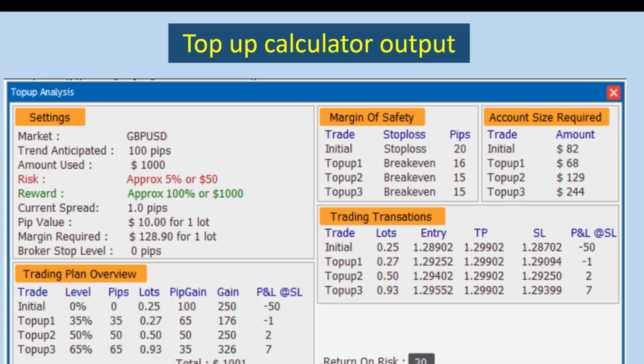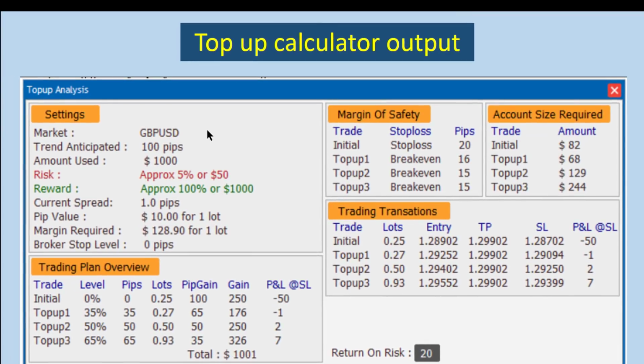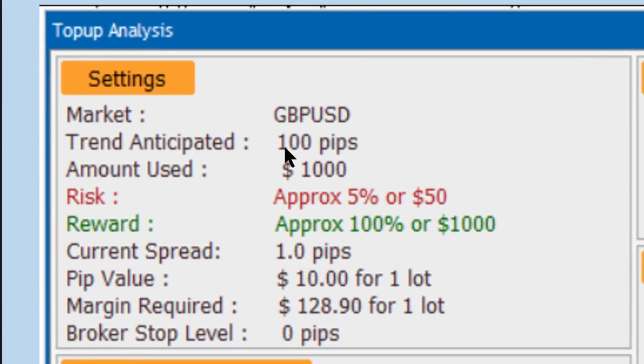And I'm going to go through those results because in order for you to give us feedback, you need to understand how this calculator is going to work. So it basically tells you you're about to trade the pound USD. Your anticipated trend is 100. The amount that you're going to use of your account is 1,000. You're going to risk 5% of that amount, and your reward will be $1,000 or 10%. Or 100%. The current spread is that number there, and the pip value is that number there.